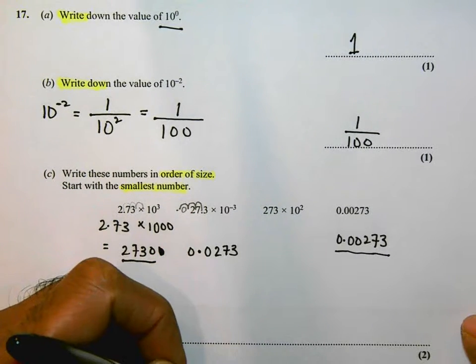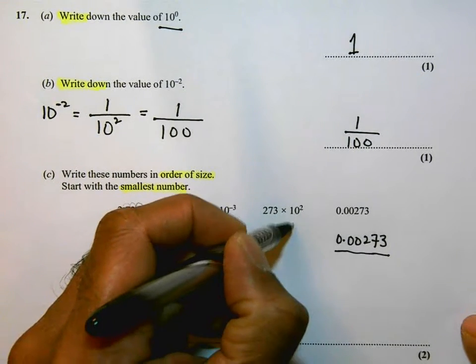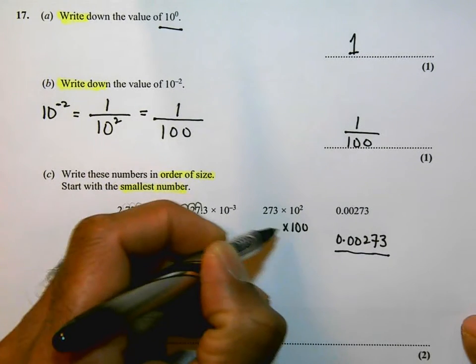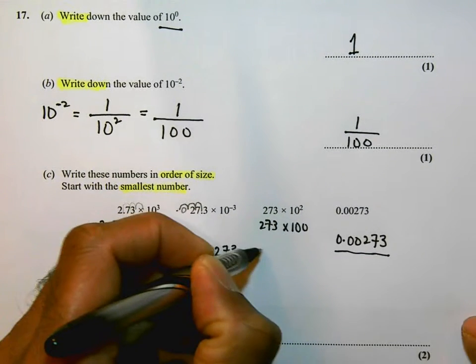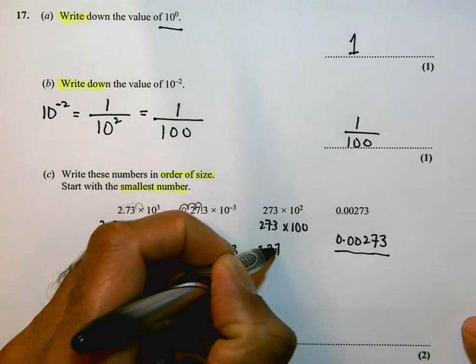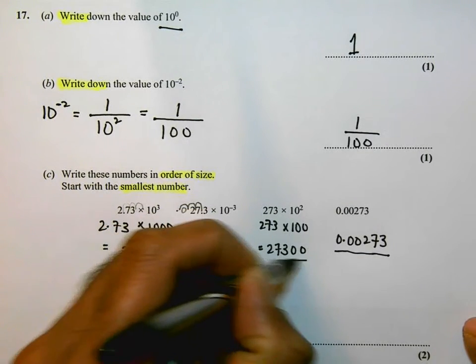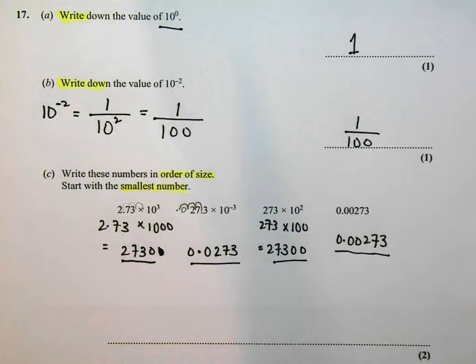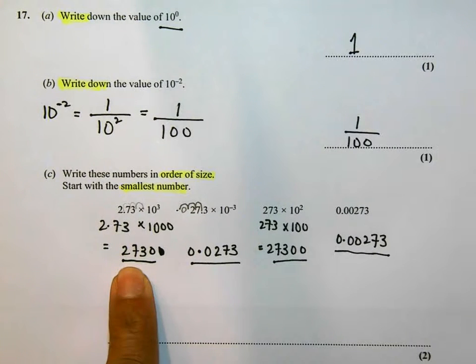That's fine. 10 squared stands for 100. So I'm going to times 273 by 100, and that's going to give me 27,300. Again, those you should know. You should be pretty familiar with each of those things. All right, looking at these numbers, this is 2,730.